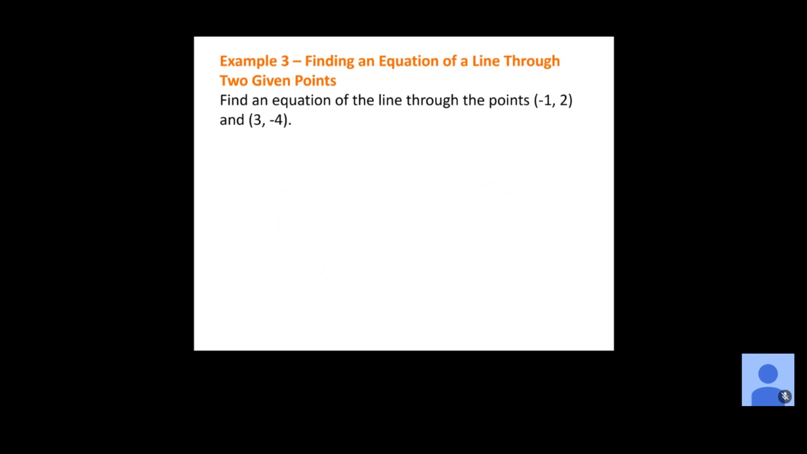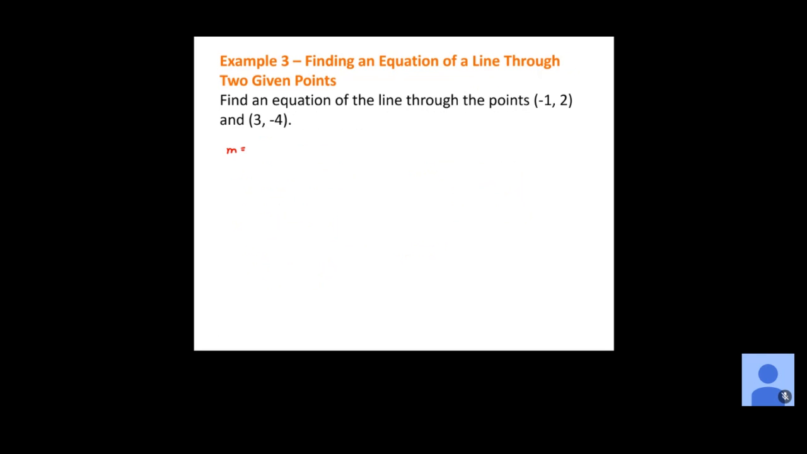All right, now this time we want to find an equation of the line that goes through the points -1, 2, and 3, -4. Well, if you remember the previous example, they gave us a point and they gave us a slope. Well, this time they gave us 2 points instead. So what we're going to have to do first is calculate our slope. So I'm going to use my slope formula.